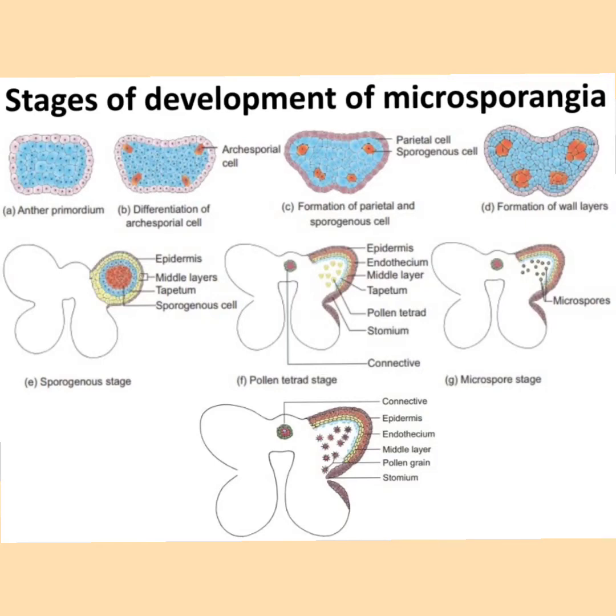The fifth stage is the division of the sporogenous cell into multiple sporogenous cells and the microspore mother cells. And the sixth stage is the formation of the pollen tetrads from the microspore mother cells and the formation of the microspores by the separation of the pollen tetrads. And the last is the maturation of the microspores into the pollen grains.